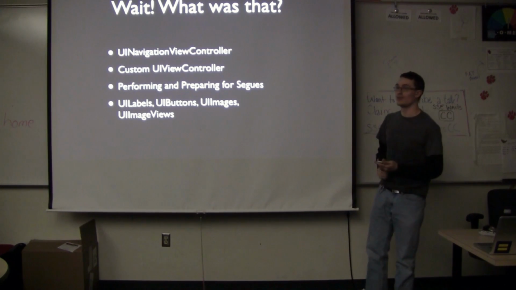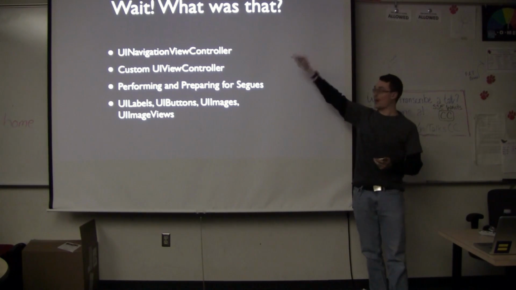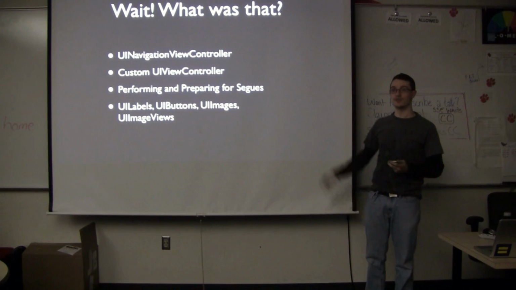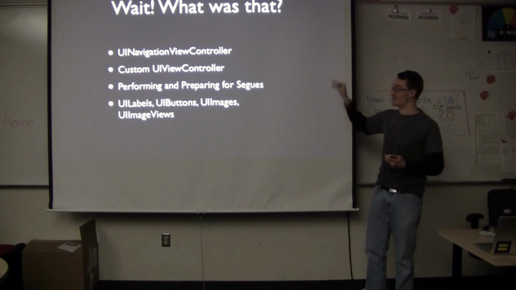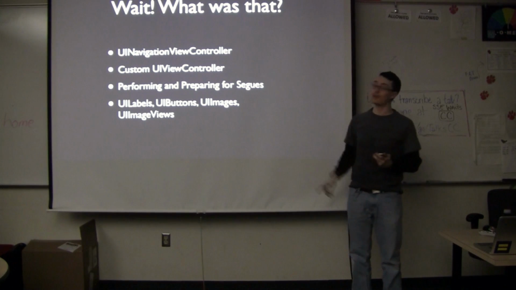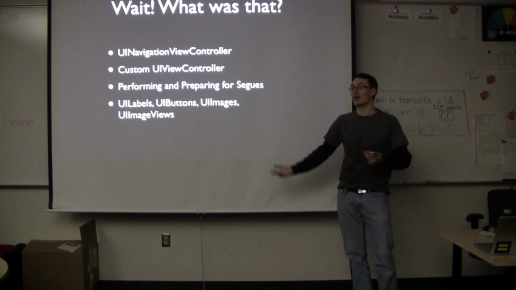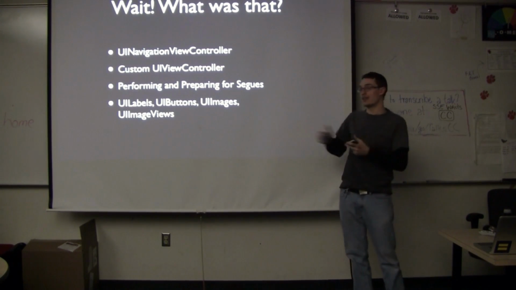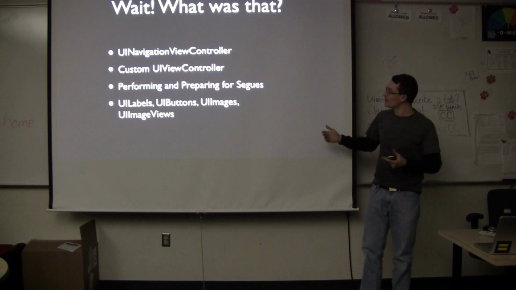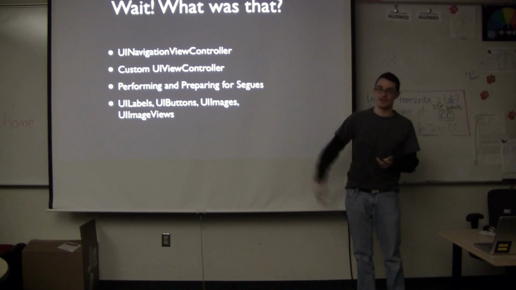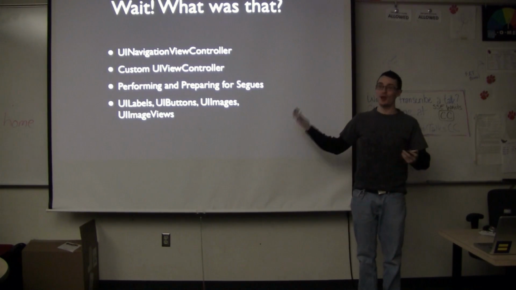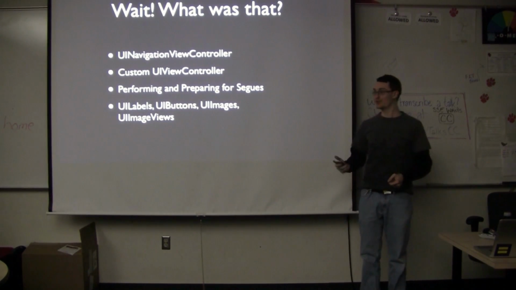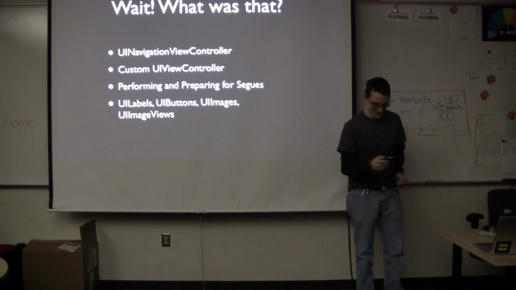UI navigation view controller is what lets me have that bar at the top and that back button, and lets me have what's called a push transition segue. That was the first one that we avoided clicking and instead clicked modal. The custom UI view controller is a second view controller that we write ourselves, or at least part of it, that is for the second view we have. You already covered performing and preparing for segues, and you are used to UI labels and buttons now, but now we're also going to deal with UI images and UI image views, which are views for viewing images.